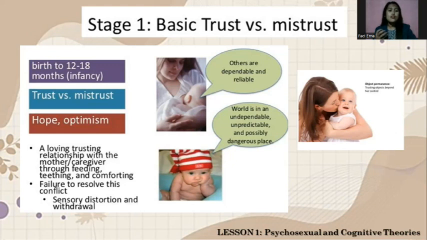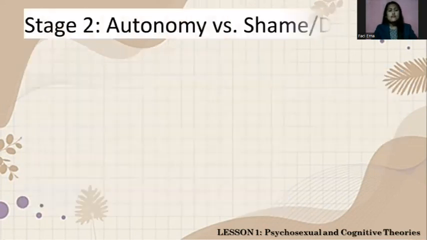A loving, trusting relationship with the mother or caregiver through feeding, teething, and comforting. But if the caregiver fails to do that, it results in conflict about sensory distortion and withdrawal. Next, let's go with the autonomy versus shame and doubt.